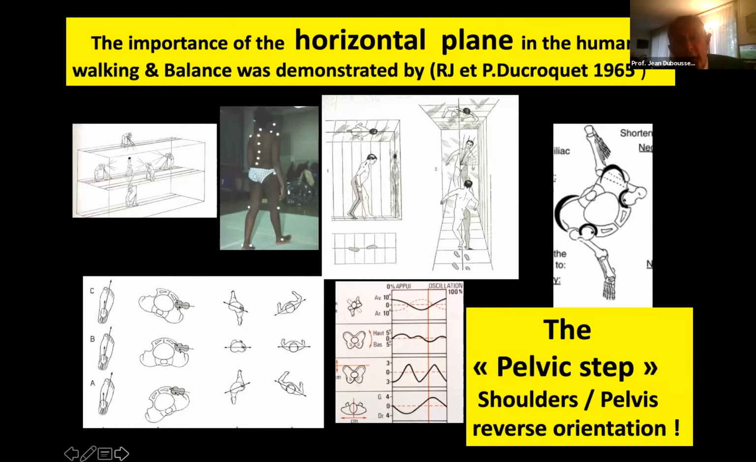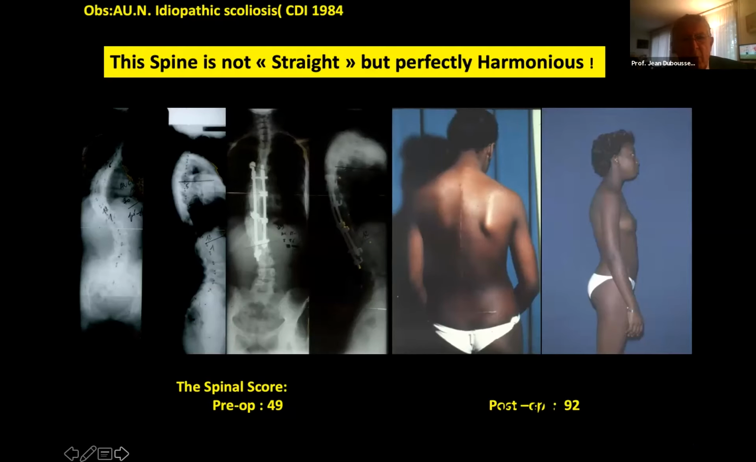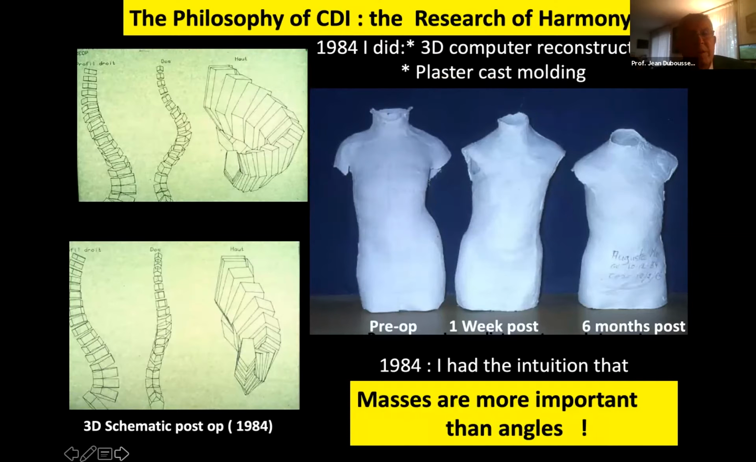You remember that in the past, the Ducroquet brothers in 1965 described the pelvic stair, that is the motion of the shoulder and the pelvis during walking in a reverse way, very harmonic. You see these patients that I treated in 1984, the spine was not straight, but perfectly harmonious, and remained perfectly harmonious after that.